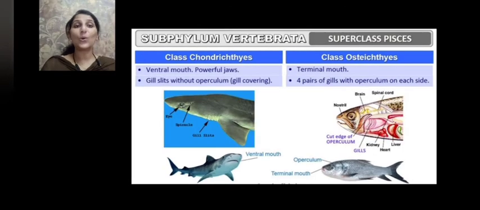The mouth is ventral. We can see the ventral mouth present in Chondrichthyes, and their jaws are really powerful. Whereas in the case of Osteichthyes, the mouth is terminal in position. The gill slits are present without any operculum. We can see the gill slits are not covered by an operculum. There's no gill covering. Whereas in the case of Osteichthyes, 4 pairs of gills are present with an operculum on both the sides. They are covered by an operculum. You can see an operculum which covers the gill slits.